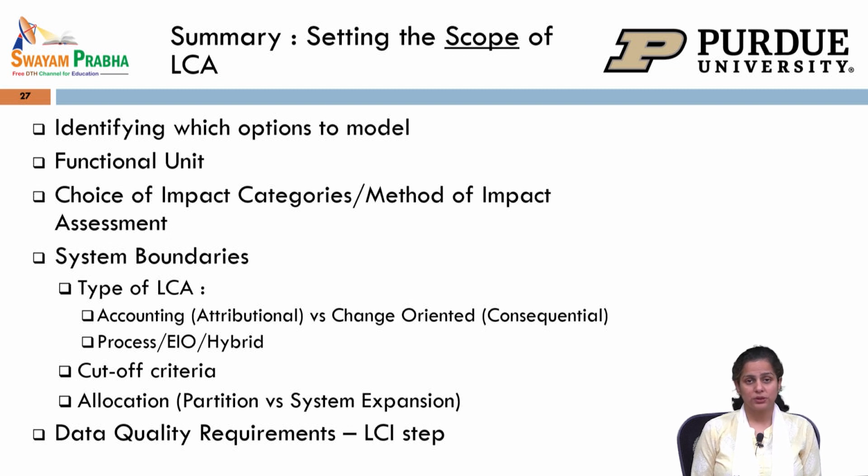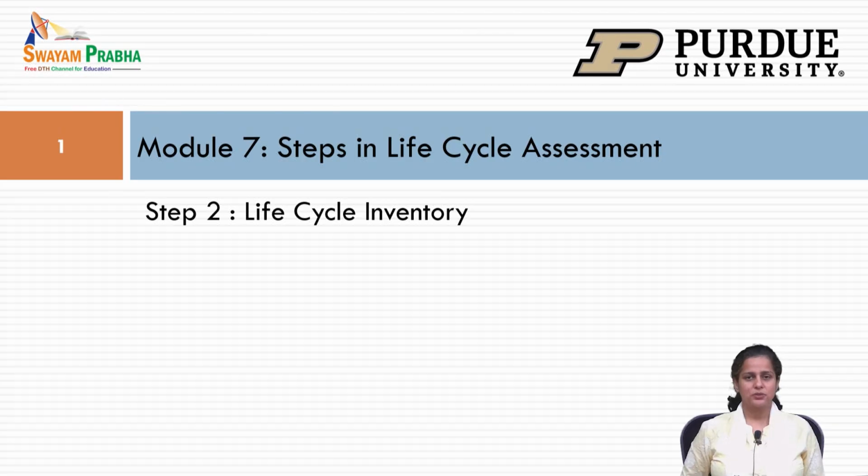Next, we will move to the second step of LCA, which is the life cycle inventory. This is where we start talking about the data quality and the data collection, which is the heart and soul of doing a good LCA. That we will follow up in the next module. Next, we are going to go through the step 2 of LCA, which is the life cycle inventory.